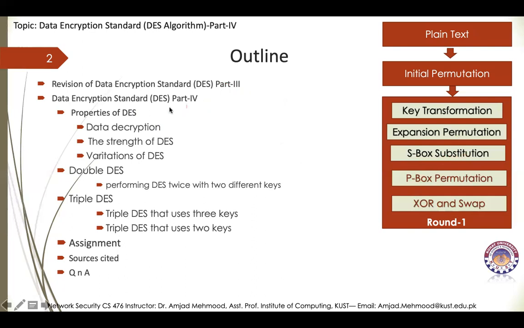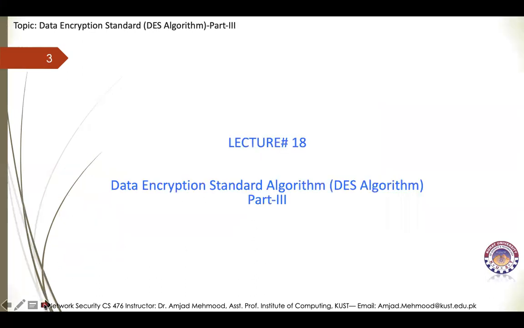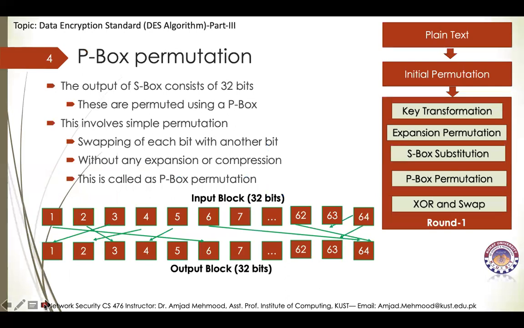And with that, we will be studying a new topic, which is part number 4 of Data Encryption Standard. So let's start with the revision of lecture number 18, Data Encryption Standard part 3. As I mentioned, we have covered all the steps of round 1. So today we will be covering P-box permutation. We have covered this as well, but if you have any problem, I am revising my previous lecture again.